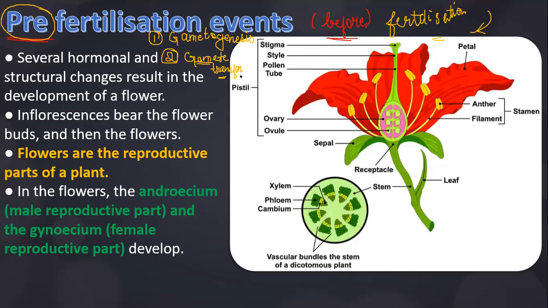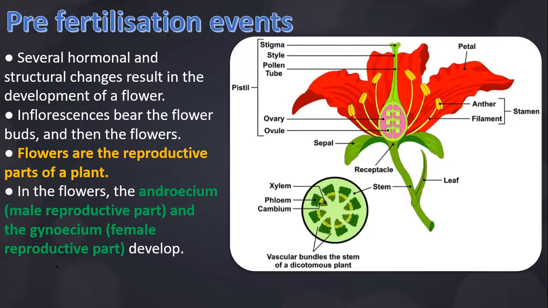What is the male gamete, the male gametophyte, all these things of the flowering plants, or the angiosperms, which is the most advanced group of plants in the plant kingdom. Several hormonal and structural changes result in the development of the flower. The inflorescence, in the morphology chapter you studied what inflorescence means. Racemose inflorescence, cymose inflorescence, you studied all these things.